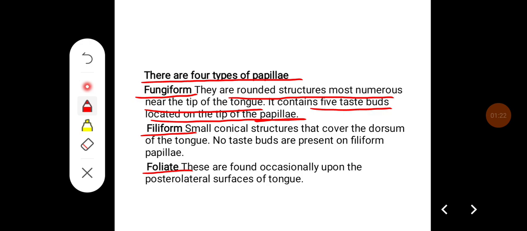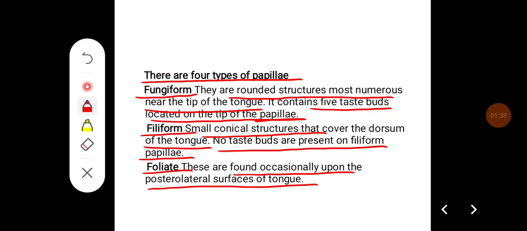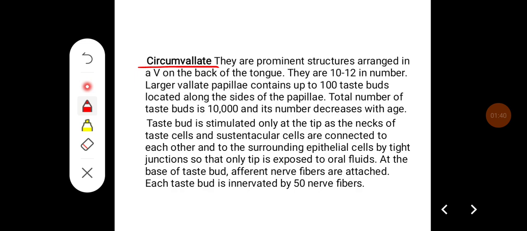Then filiform, these are the small conical structures that cover the dorsum of the tongue. No taste buds are present on filiform papillae, whereas foliate papillae are found occasionally on the posterolateral surface of the tongue. Circumvallate papillae, they are prominent structures arranged as a V on the back of the tongue, and there are 10 to 12 in number.